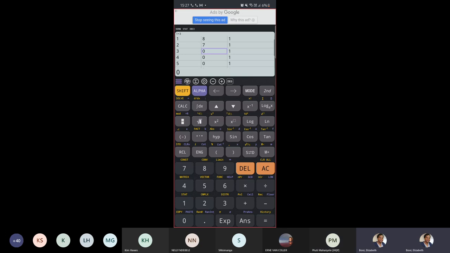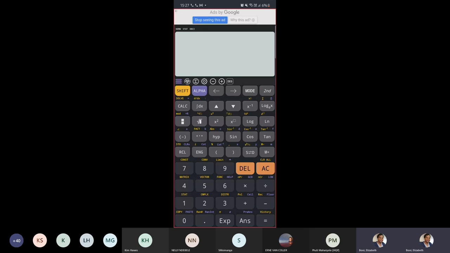7 equals, 6 equals, 5 equals, 4 equals, 3 equals, 2 equals, and 1 equals. So we have all the values. I can just press the AC button and it looks like it's gone, but it's not gone.